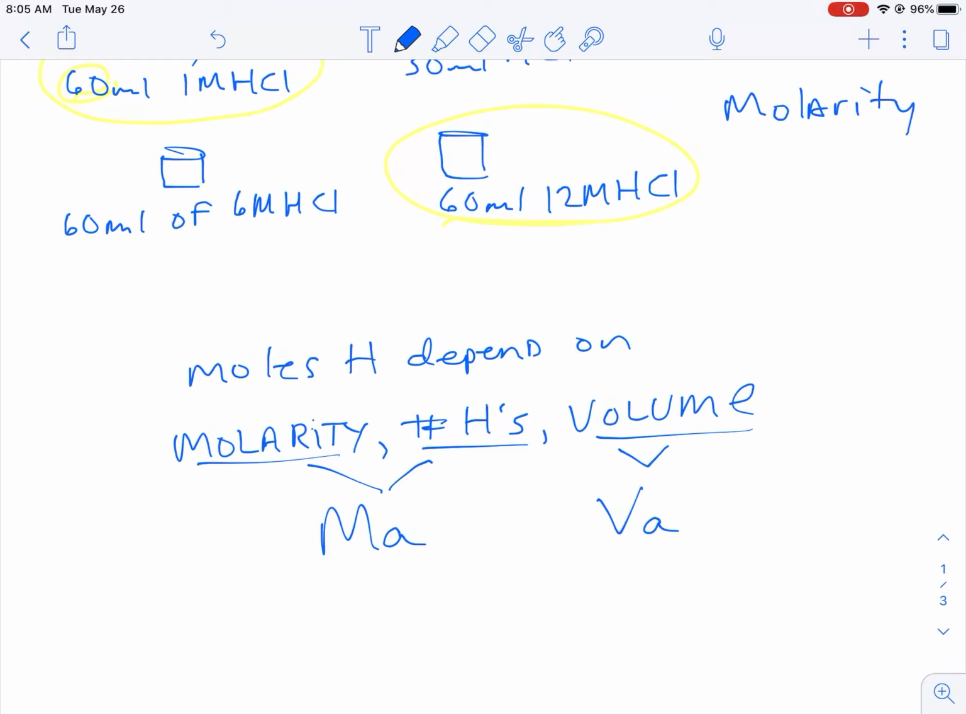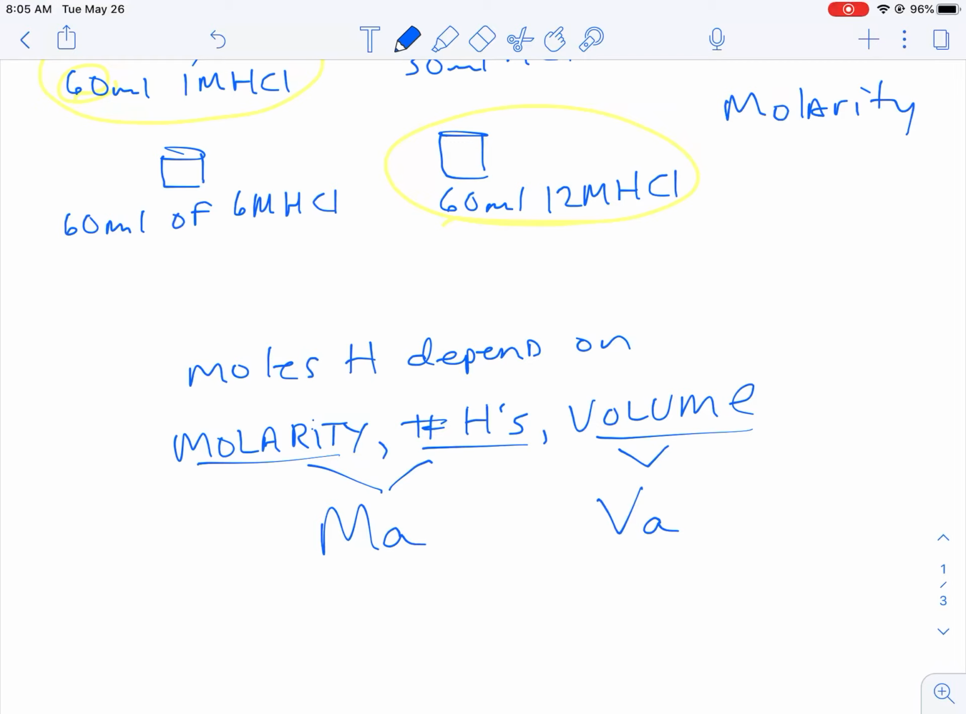And then to figure out how many moles of OH you need to get that to a neutral point, it would be equal, but you'd only be focusing now on the molarity of the base, the number of OHs in the formula, and the volume of the base.